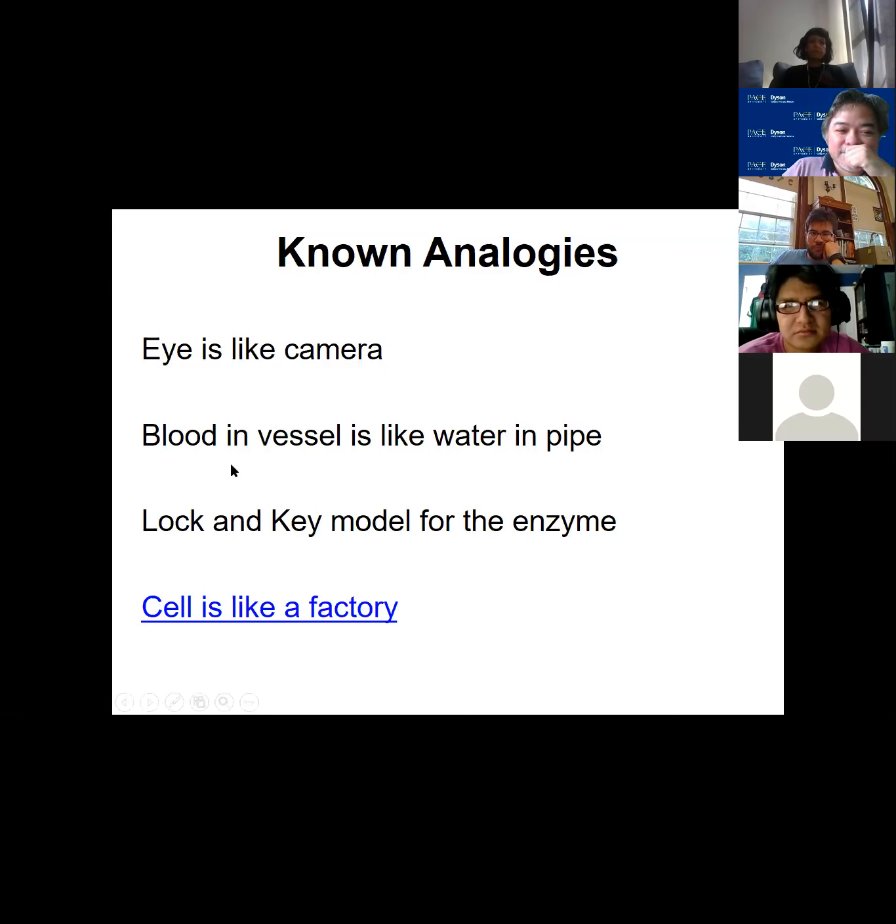Okay. Now the blood in a vessel is like water in a pipe. What's the limitation here? Usually the pipe is rigid. The vessel is a little bit flexible. Okay. And then we have here the lock and key model for the enzyme. So those are the common ones. And then I'm going to show you a presentation. Cell is like a factory.